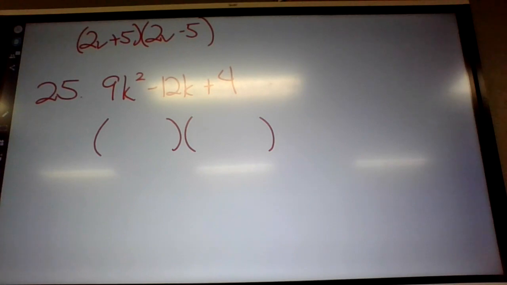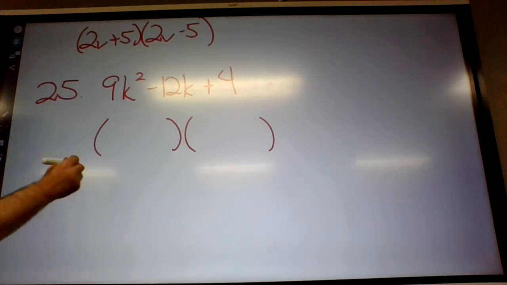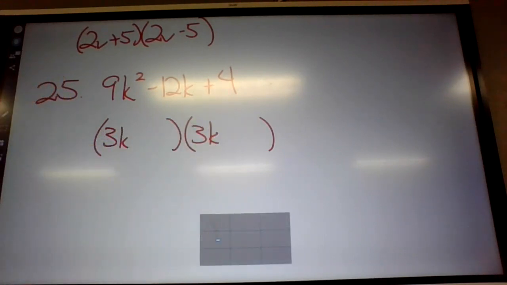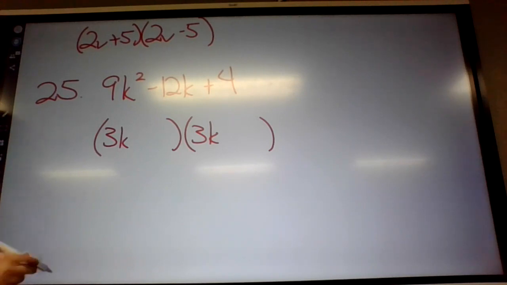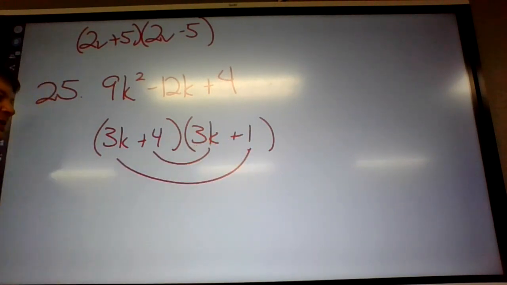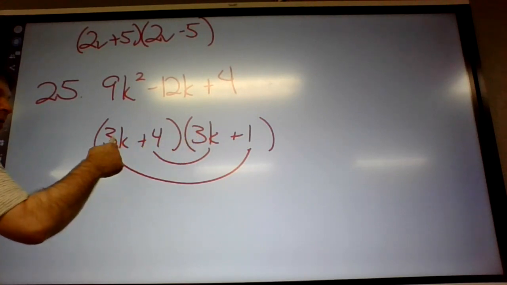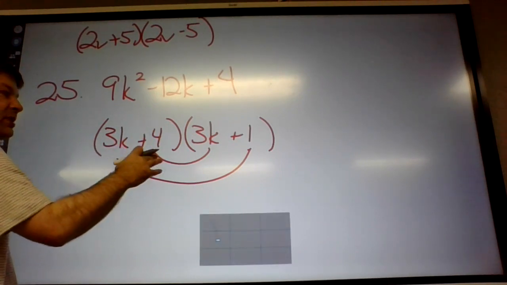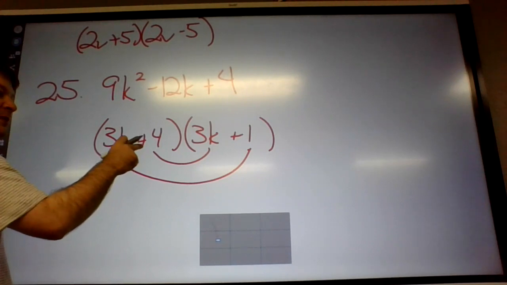Mallory, what might go in the front on this one? What can go into 9k squared? Yeah, 3k and 3k. What could go in the back? What goes into 4? 4 and 1. Okay. If we FOIL outside inside, does that work? That'd be 12k plus 3k. It's 15k. Well, one problem is we're getting positive 15k. We want negative, so I should have used negatives. But also it adds up to 15k, which is not right.